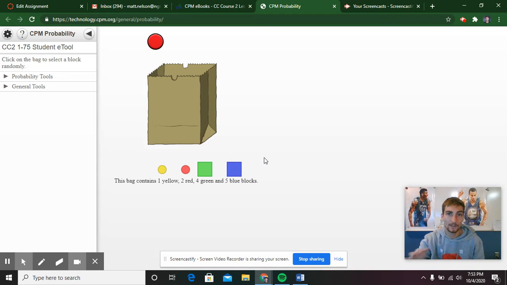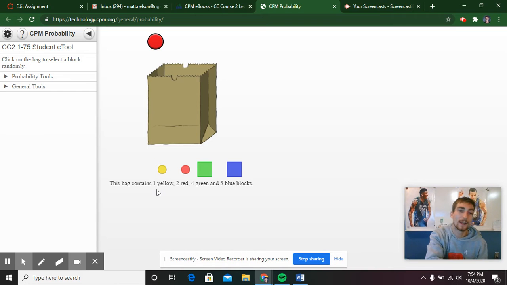Now, what's inside of this bag is listed for us right here. There's 1 yellow block, 2 red blocks, 4 green blocks, and 5 blue blocks. Like first we pulled out a yellow block, but we put it right back in. So there's always going to be a total of 12 blocks in that bag, right? When we add 1 plus 2 plus 4 plus 5, we find our total of 12 blocks in that bag.